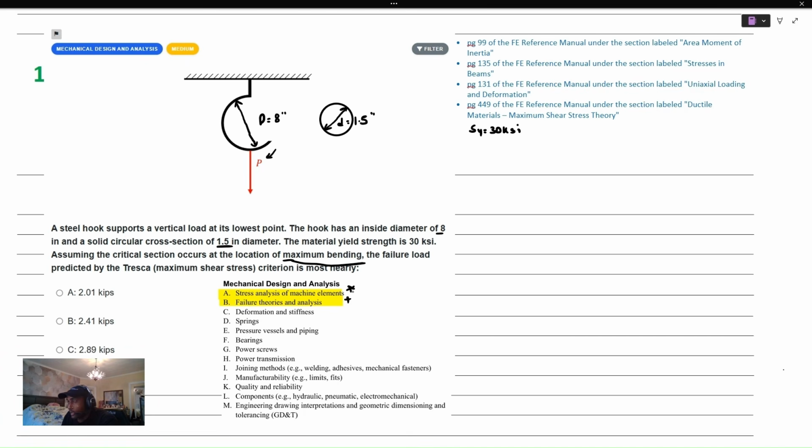So the statement of Tresca says that failure will occur in a body when the maximum shear stress in that body reaches that at failure in a simple tensile specimen. To give you some intuition about this failure criteria, I want to start with a simple tensile specimen with a load P applied.